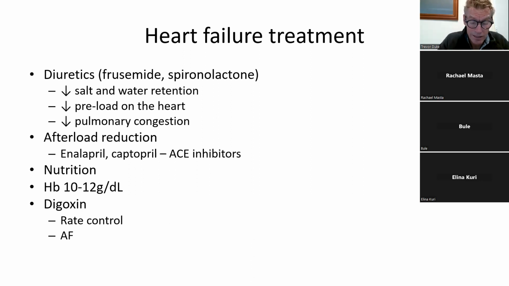Then there's basic supportive care such as nutrition, ensuring the child's not anemic, which puts more strain on the heart. And then for some children with heart failure, digoxin can be useful, but really it has very limited uses these days. In children who've got extreme tachycardia, if they've got great problems with rate control or they're in atrial fibrillation, then certainly AF, it's very useful, but mostly digoxin is not very useful. Mostly if you've got fast AF, but otherwise not so useful.